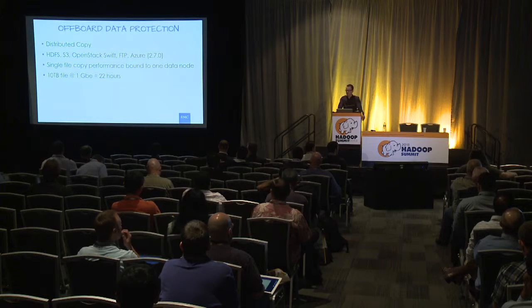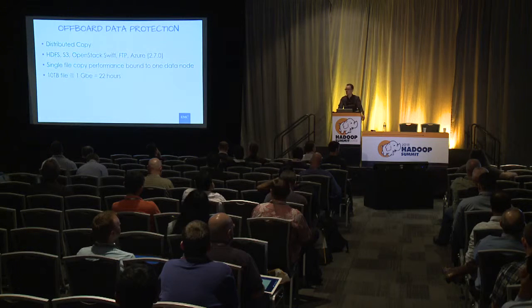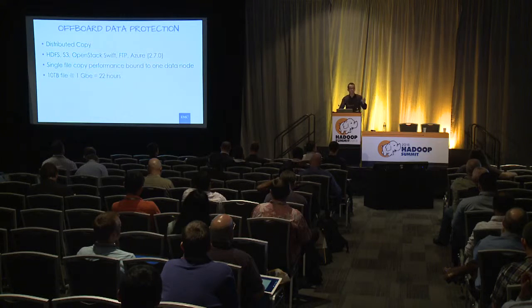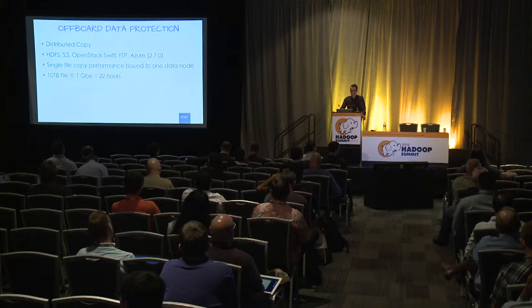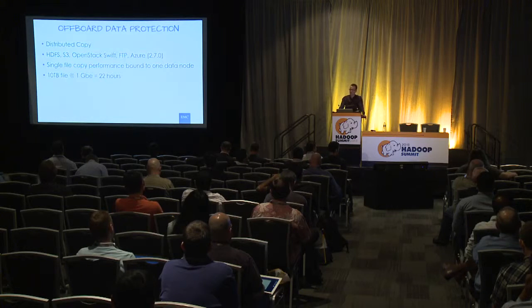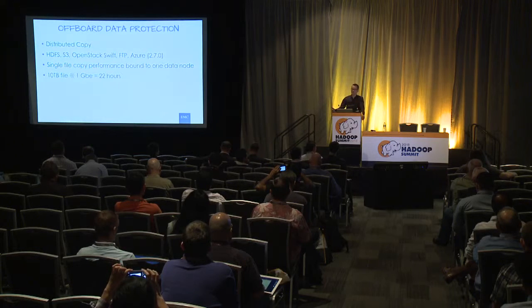So those are the onboard protection properties that come with Hadoop out of the box. If we look at offboard data protection, this is provided using what they call Hadoop distributed copy. This lets you create copies of HDFS files to a variety of different targets. You can create a copy to another HDFS cluster, but you can also create copies outside of HDFS to, say, an S3 compliant object store, OpenStack Swift, FTP, and in the latest version of Hadoop, Azure. Distributed copy is quite good in that it distributes the workload amongst the nodes, so it can scale with your cluster.